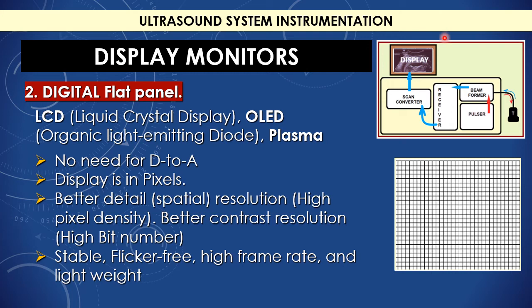Also, the digital display is using bit numbers. So the bit number here is controlling the contrast resolution. The higher the bit number, the better the contrast resolution. So it's following the same rules as in the scan converter: the detail resolution depends on the pixel density, and the contrast resolution depends on the bit number. So detail resolution and contrast resolution are better with the digital display, right?